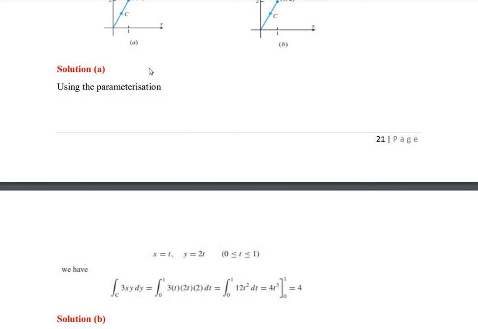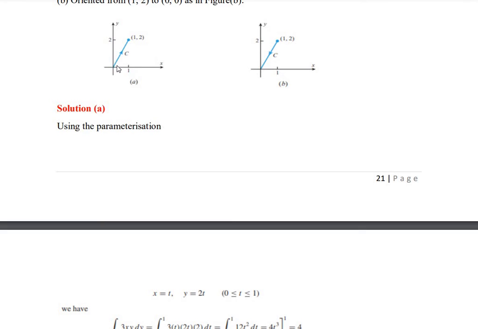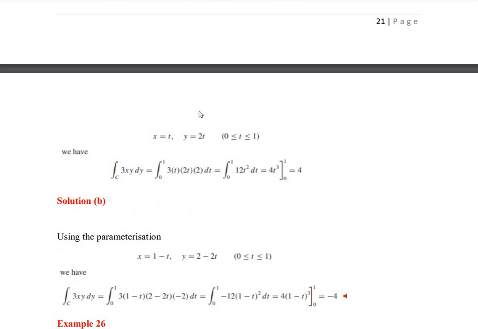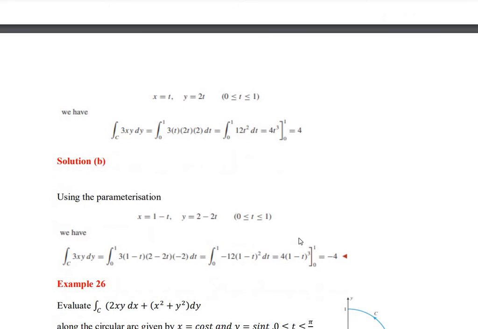In this case, this is C, from (0,0) to (1,2). Here this is minus C, that is from (1,2) to (0,0). So the integral becomes, you will get an additional negative. So here it is 4, and in the second case, in the case of minus C, it becomes minus 4.